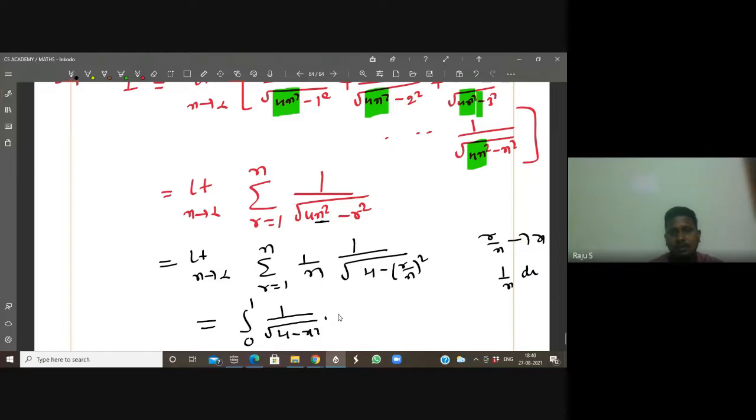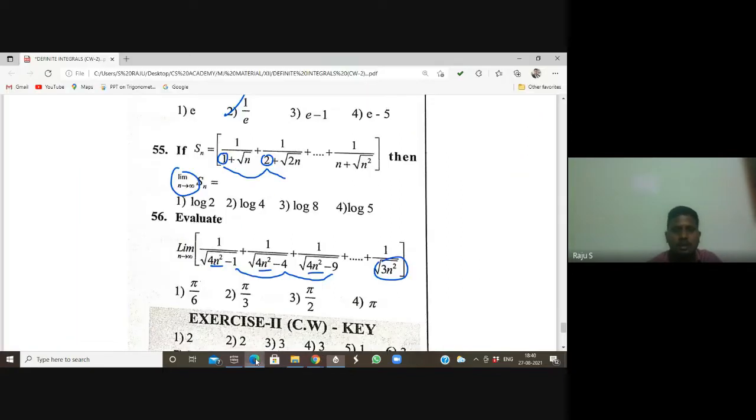This is nothing but what, students? Sine inverse x by 2 from where to where? 0 to 1. That's all. This is a standard formula. See, 4 can be written as 2 square, a square minus x square, sine inverse x by a. Apply the upper limit and lower limit, then you will get the answer. Sine inverse 1 by 2 is 30, 30 minus 0, 30 is the answer, first option.